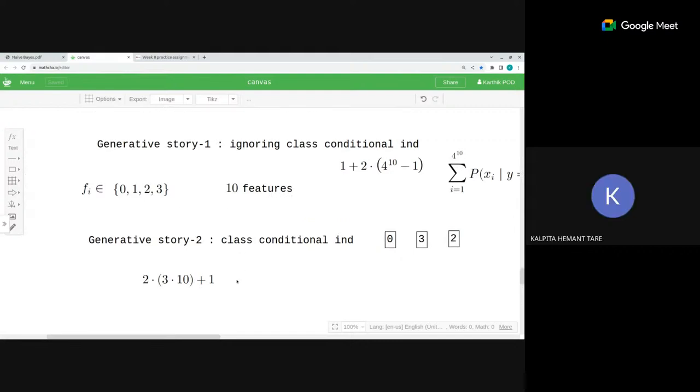So this is where I'm getting confused. Like during class conditional, you said that we'll not assume it as a dice. We'll assume it as a coin and it has to be flipped.